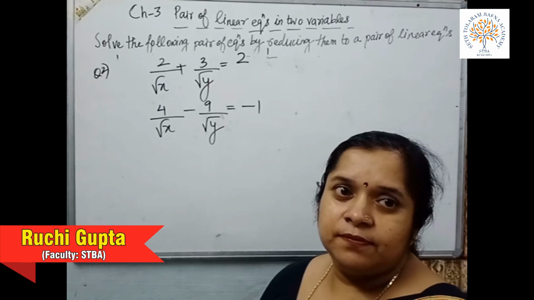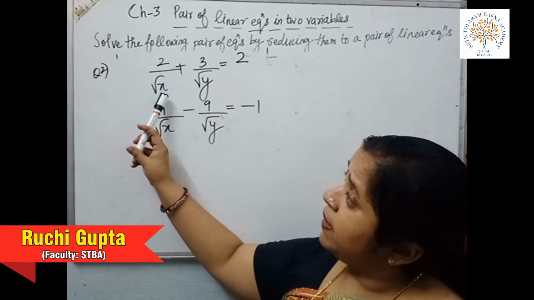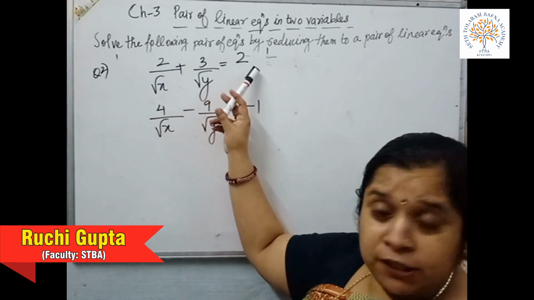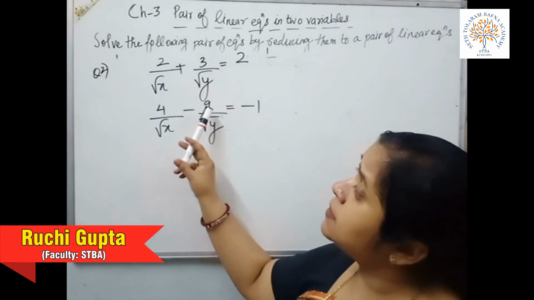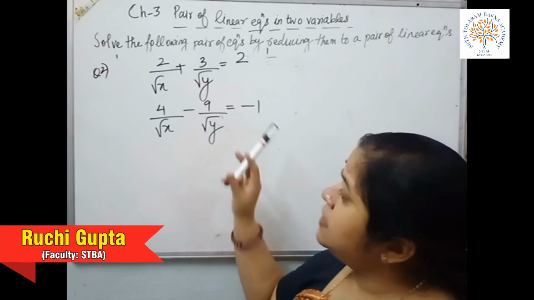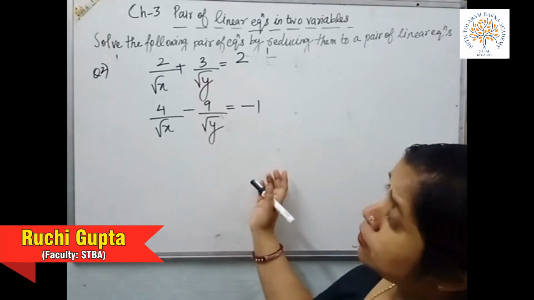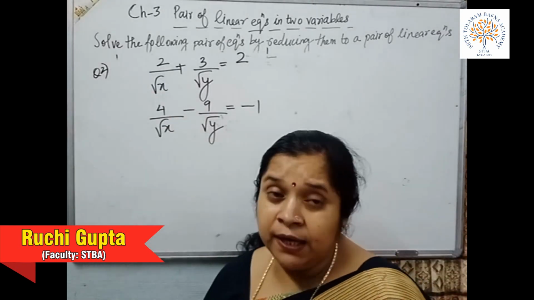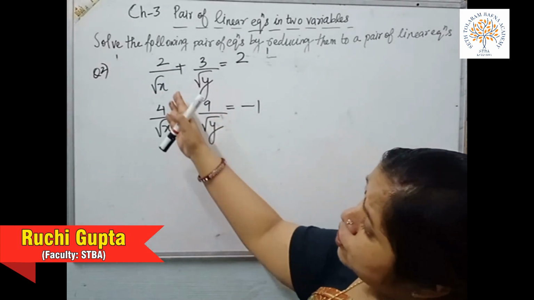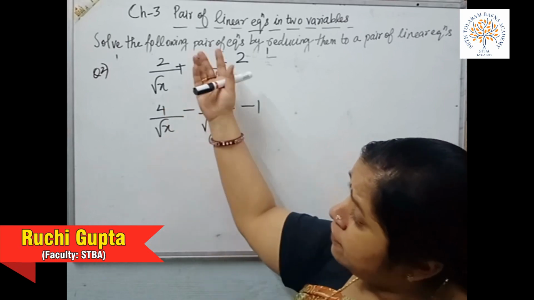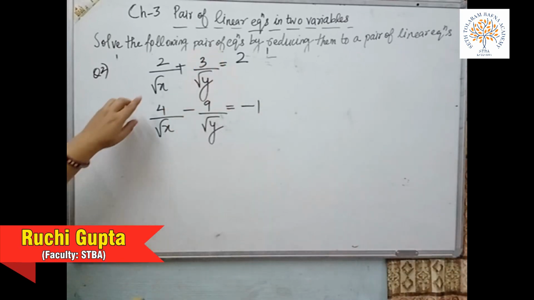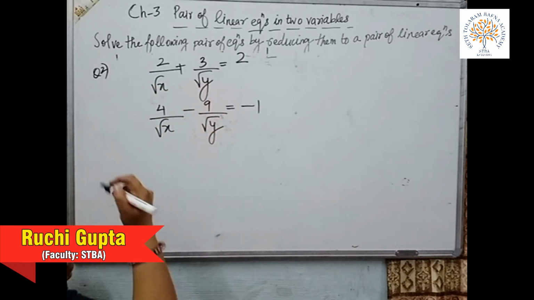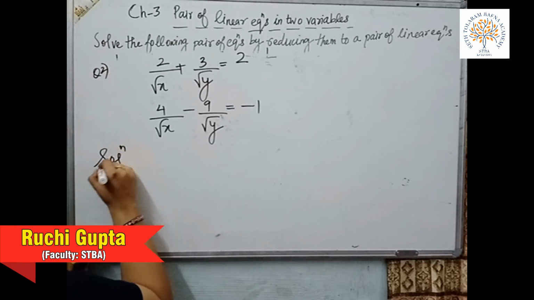Okay. So students, my second example is 2 upon root x plus 3 upon root y is 2, and 4 upon root x minus 9 upon root y is minus 1. Okay students. So in this question I have taken the variables but with the root sign. So this question is somewhat different from the first, but the same thing is that the variables are in the denominator only. So we have to proceed like our first question only.